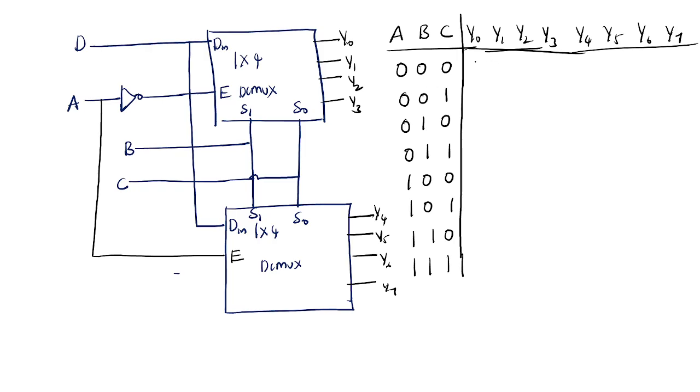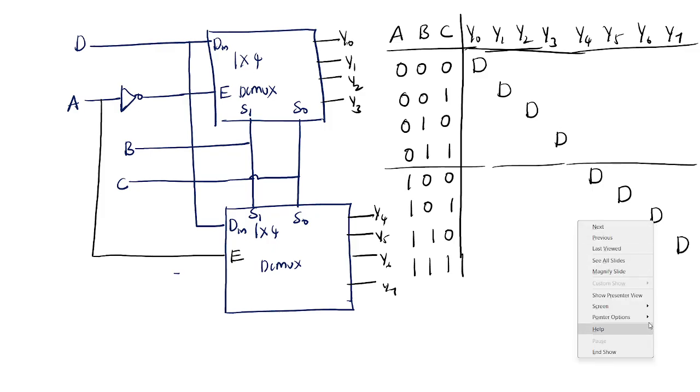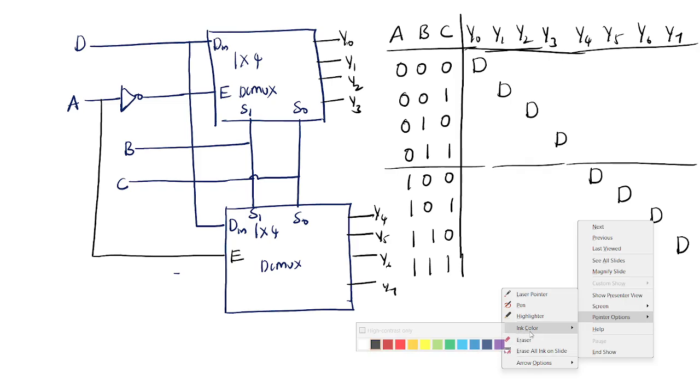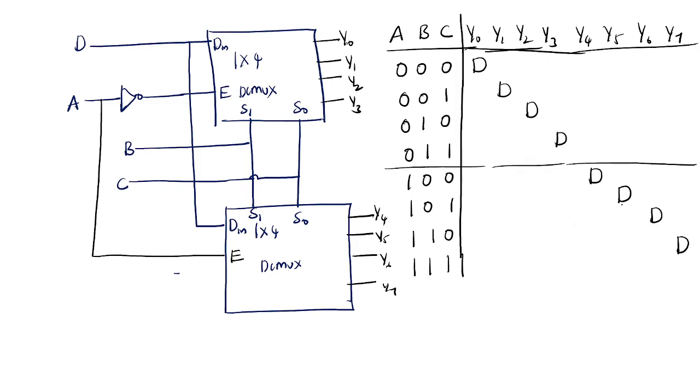Here when it is 0, 0, 0, D is connected to Y0. 0, 0, 1, D is connected to Y1. 0, 1, 0, D is connected to Y2. 0, 1, 1, D is connected to Y3. Again 1, 0, 0, D is connected to Y4, the remaining all are 0 only. 101 means D is connected to Y5. 110 means D is connected to Y6. 111 is D is connected to Y7. So that means A will decide either you get Y0 to Y3 or Y4 to Y7.